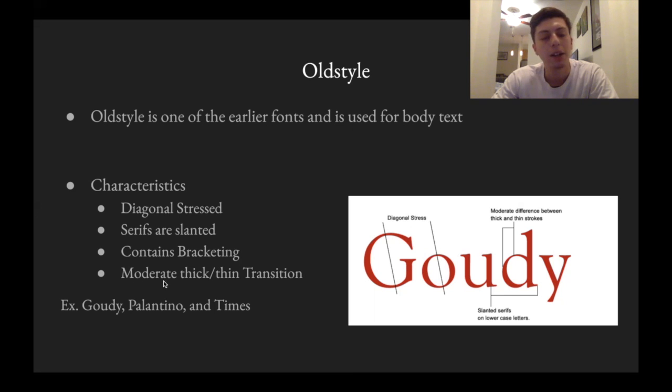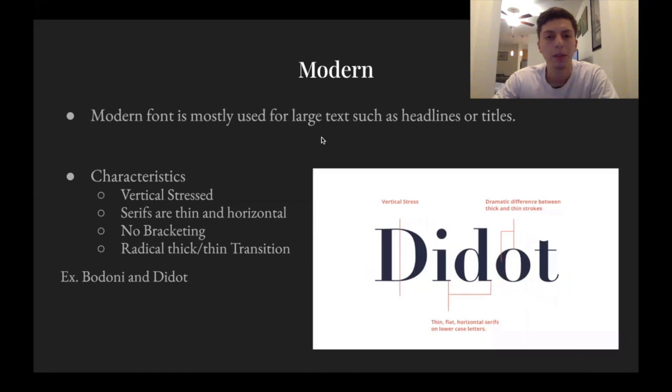Another part that you could look at is the thick thin transition. For old style, the thick thin transition would be moderate right here. You can see that transition happen right there. So it goes moderately thick to moderately thin. Nothing too crazy, nothing too dramatic. Some examples of old style fonts would be Garamond, Palatino, and Times, like Times New Roman or something along those lines. And for next, we'll have modern.